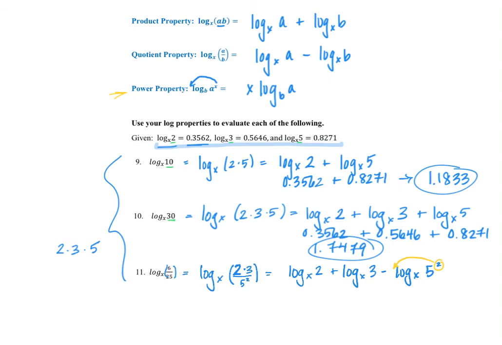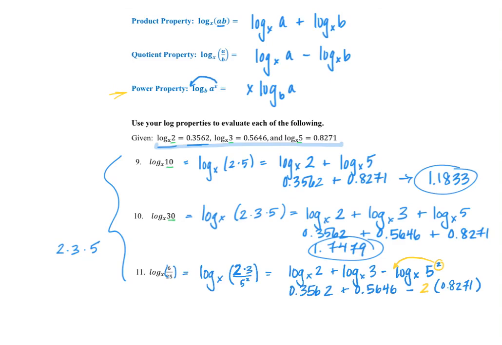So this is going to give me log base x of 2, so 0.3562. Let's add log base x of 3, 0.5646. And when I bring that 2 in the front, I'm just going to keep it in yellow. I'm going to multiply that by whatever I get for my log base x of 5. Log base x of 5 is 0.8271. This is a tough one.